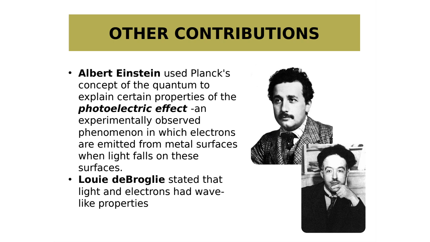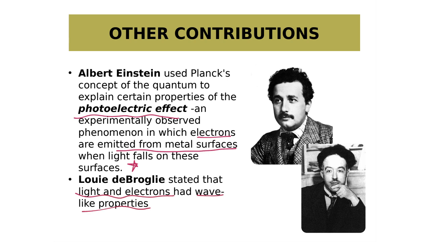Albert Einstein also contributed to the quantum mechanical model of the atom, and he came up with the photoelectric effect. This is where electrons are emitted from metal surfaces when light falls on these surfaces. So this is like anything shiny. When you see a reflection, Einstein knew that it was electrons that were being reflected or released, moving away from the object. And Louis de Broglie stated that light and electrons have wave-like properties.